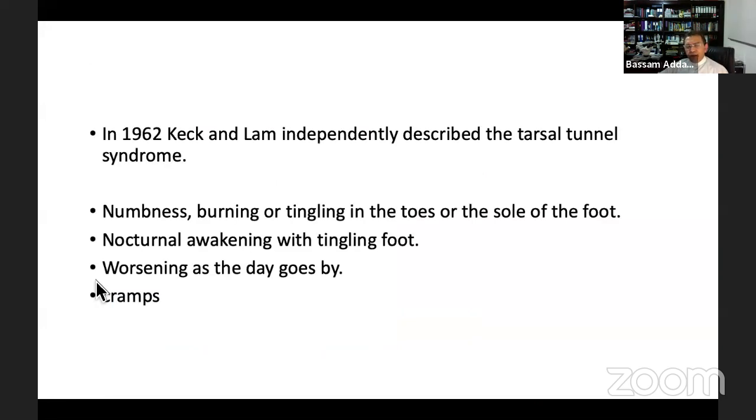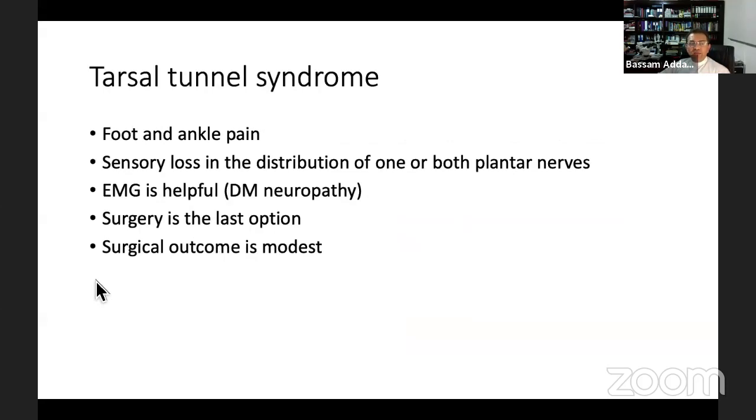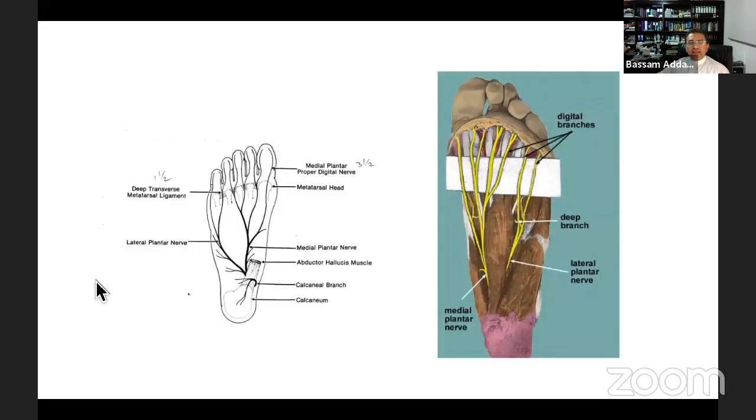Tarsal tunnel syndrome is a commonly diagnosed syndrome, yet it is a very rare surgical disease. We don't operate on those as much. We get the diagnosis very often, then it proves to be not the case. And the reason is that EMG is very sensitive at the foot, and there are so many false positives. Abnormal electromyography is very common at the foot, simply because these muscles are stressed during our life, and having positive fibrillations or positive sharp waves is not uncommon.